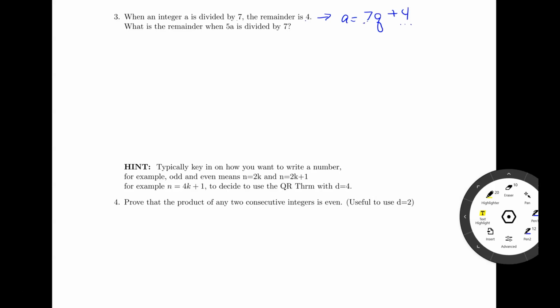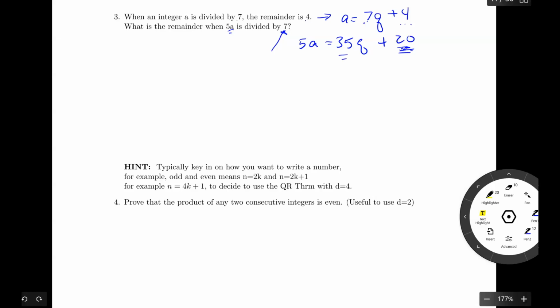All right, now they want to know what's happening with the remainder of 5a. So let's just take this true statement right here and multiply it by 5. So I get 35q plus 20. Now I want to divide it by 7. So this is too large, right? This remainder has to be smaller than 7, and I want to pull out the multiples of 7 from here.